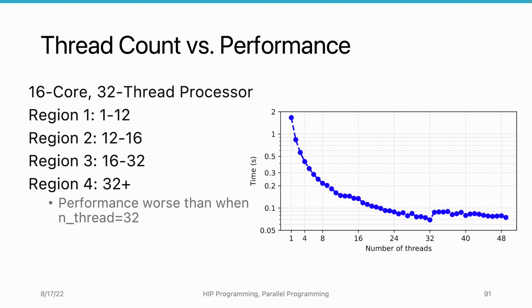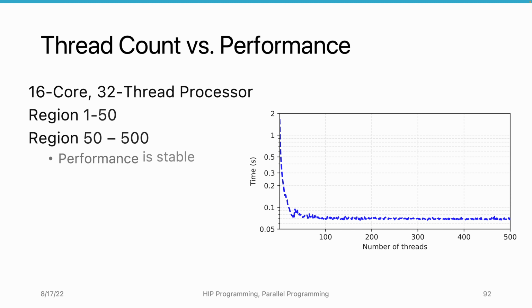Since we mentioned the scheduling overhead, let's expand the region by adding more threads. As we add up to 500 threads, the performance is stable. There is no major performance drawback. And the operating system and the CPU can handle this number of threads. So what is the limit?